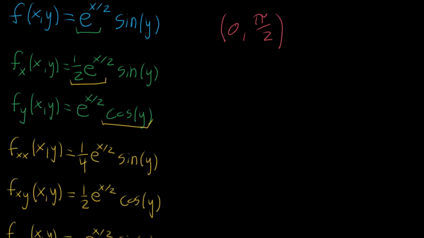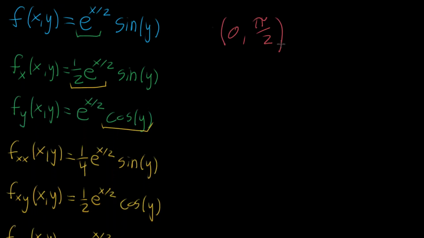So if we go back down, let's just start plugging in the 0 and pi halves to each one of these. So the function itself, when we plug in 0, e to the 0 is 1, and sine of pi halves is also 1. So this entire thing just comes to 1. If we do this for the next one, again, e to the 0 is going to be 1. Sine of y is also going to be 1, but now we have that 1/2 sitting there. So that'll end up as 1/2. If we look at the partial derivative with respect to y, cosine of pi halves is 0, so this entire thing is going to be 0.